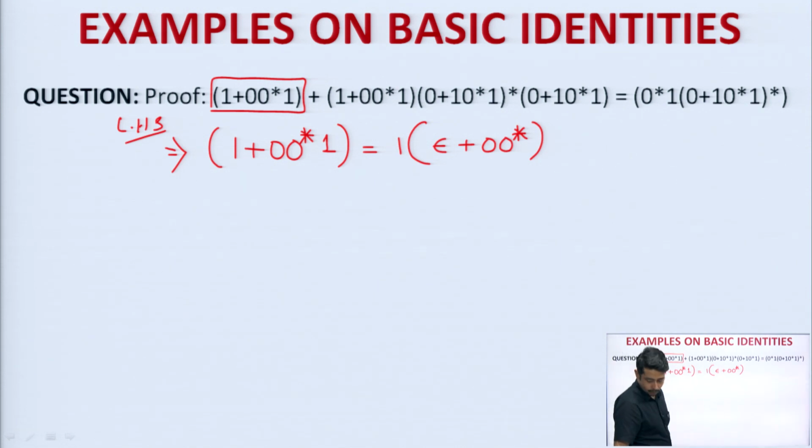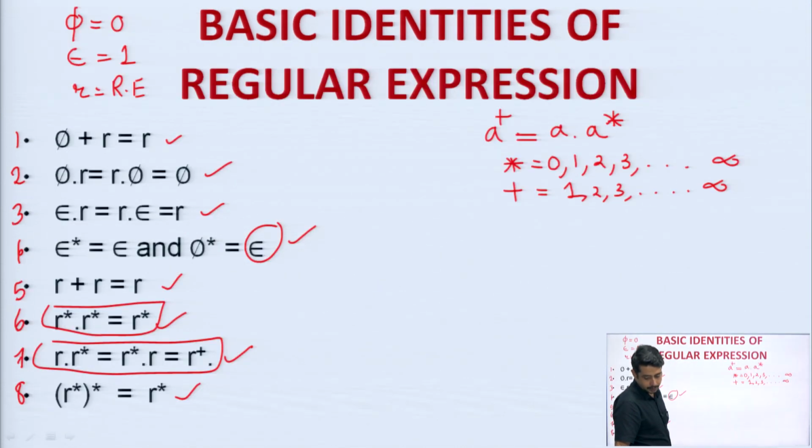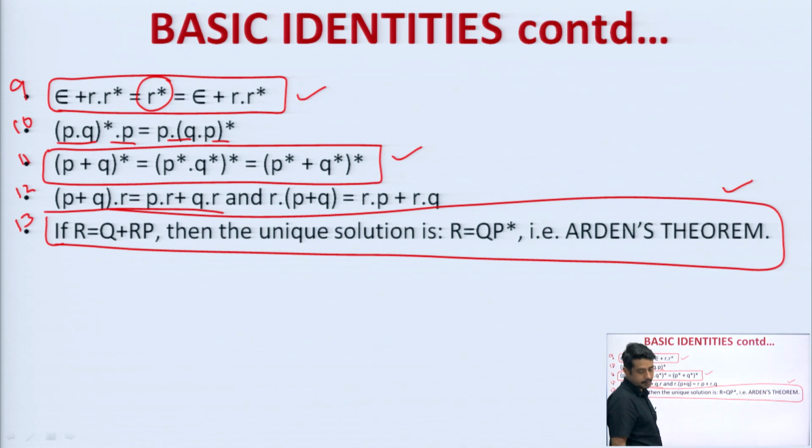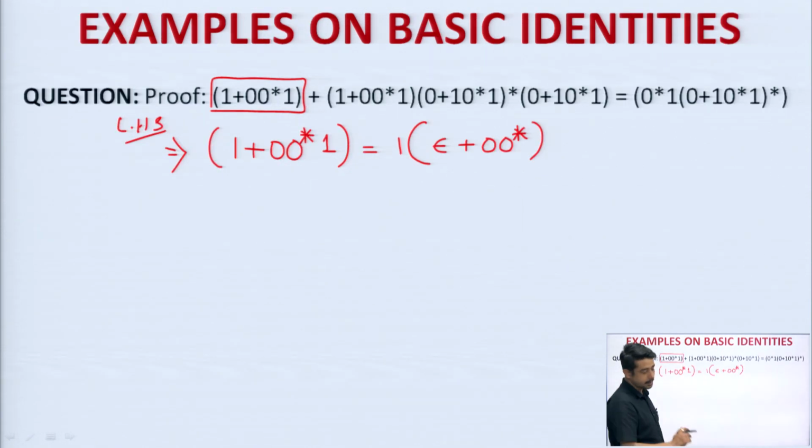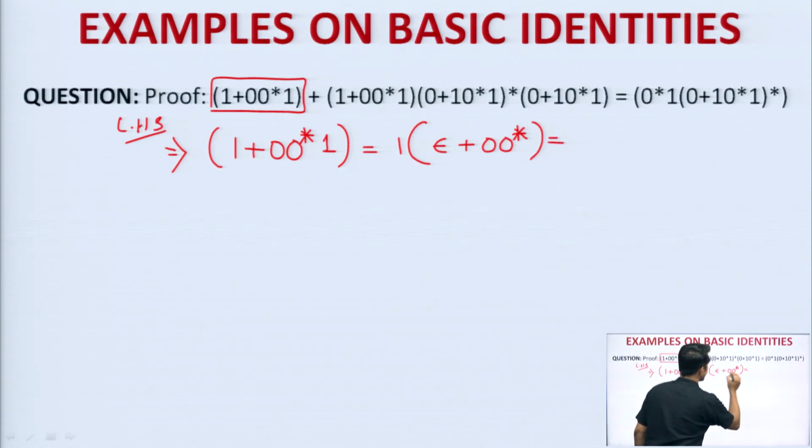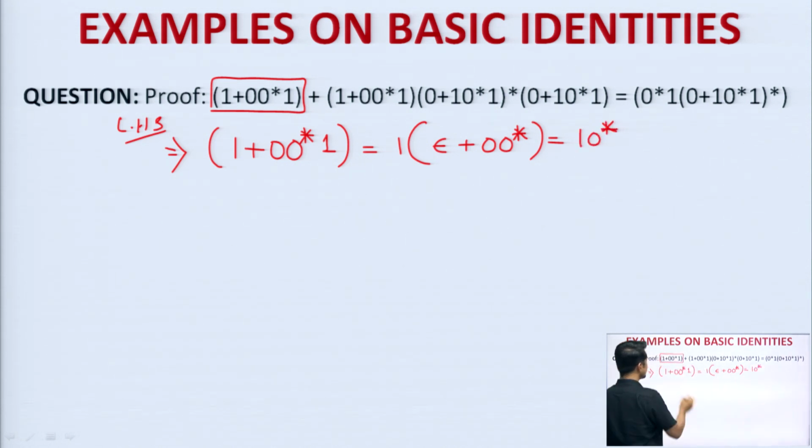So, I think if you can go back to the previous identities, this 9th identity says that epsilon plus r star will give you r star only, correct. So, using this identity I can write it down like this: epsilon plus r star will give you r star. So, 1 0 star. So, that means this expression can be written in this particular form. So, I have simplified this expression, clear, got it.